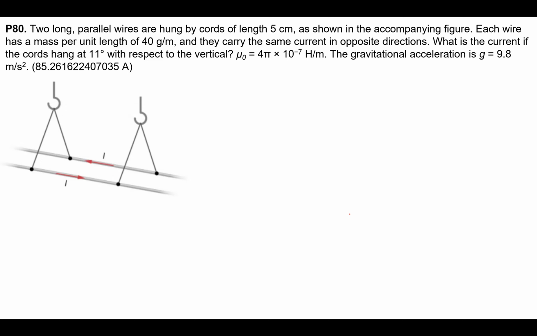Okay, now in this case, we have opposite current carrying wires. Note that here I1 is from right to left, and this I is from left to right. The parallel wires are hung by a cord of the length 5 centimeters.